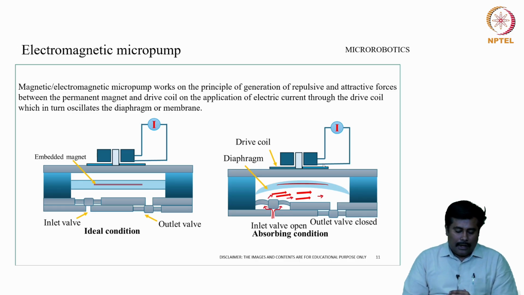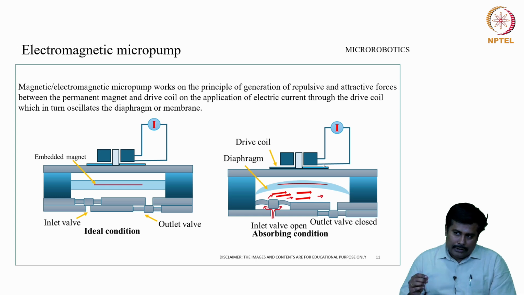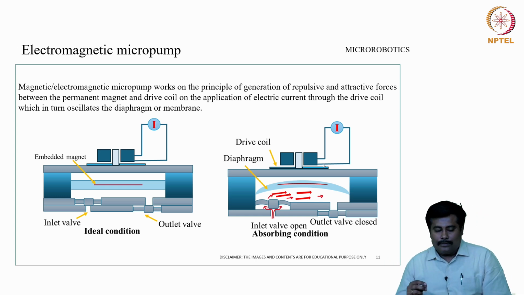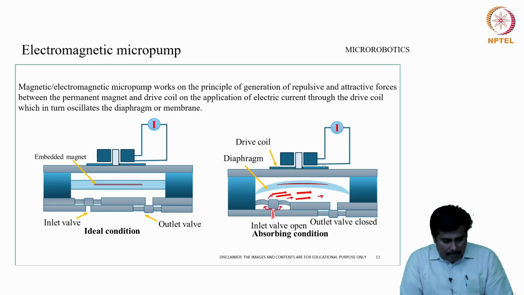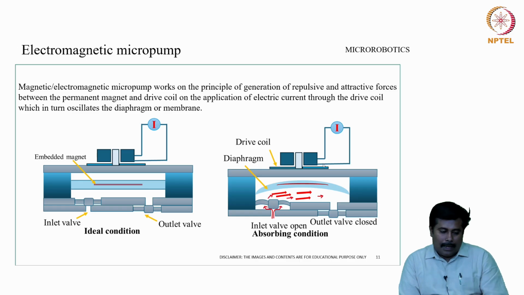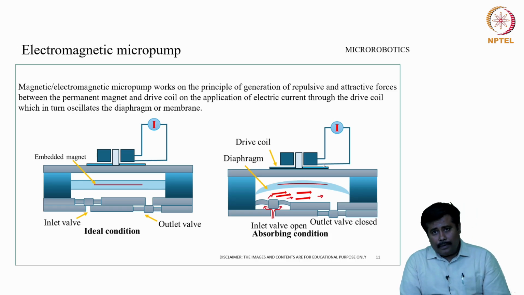So, as far as micro pumps are concerned, based on the actuation domain, appropriately we can classify the micro pump. One such classification includes the electromagnetic micro pump. As the name suggests, these electromagnetic or magnetic micro pumps work on the principle of generation of repulsive and attractive forces between the permanent magnet and drive coil on the application of electric current through the drive coil, which in turn oscillates the diaphragm or the membrane.